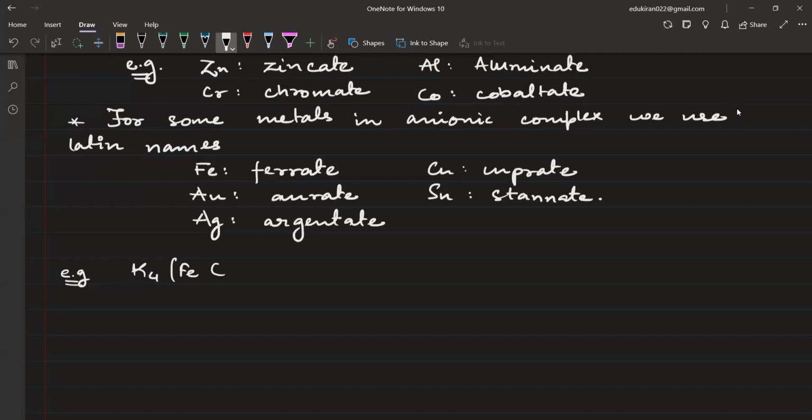K4[Fe(CN)6]. Apart from that, my counter ion is K. Don't write K4, write K3. Actually K4 will also work. Wait a second. Write K3 though. Okay, so we have 3 K+, so it is going to be potassium.